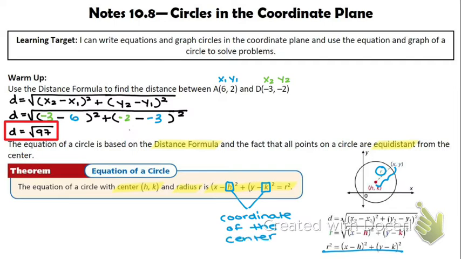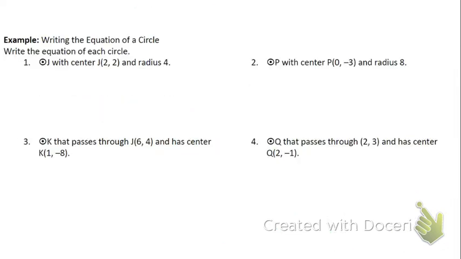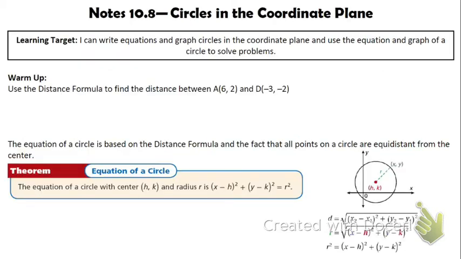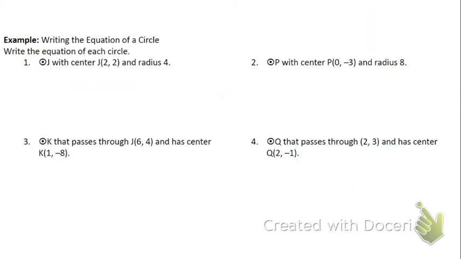Okay, now let's apply that to some information that we're given. So it says write the equation of each circle. Circle J with center J, which is at 2, 2 and radius 4. So remember they tell us that the center is at h, k. So I'm going to go ahead and label 2, 2 as h, k.